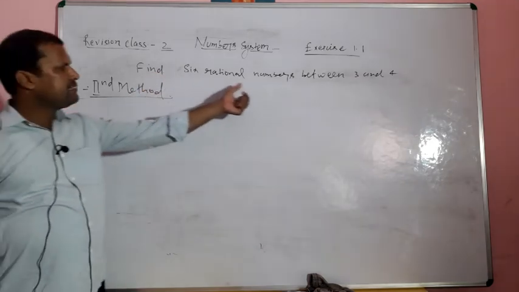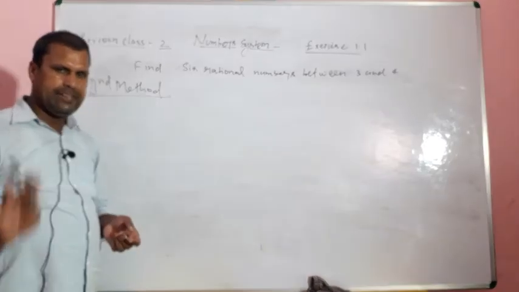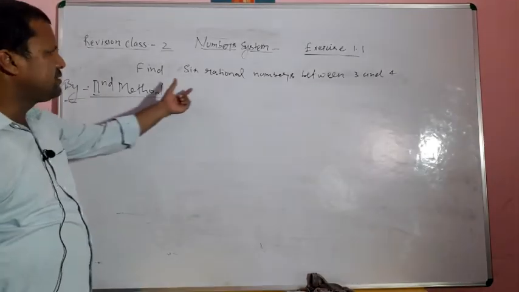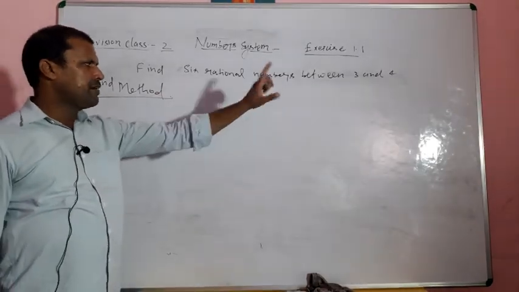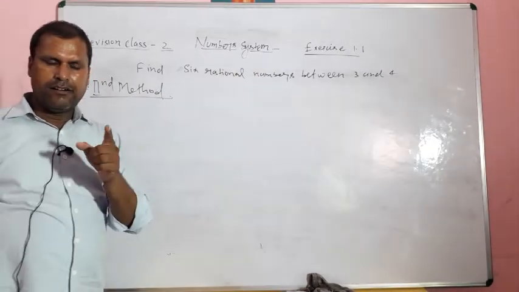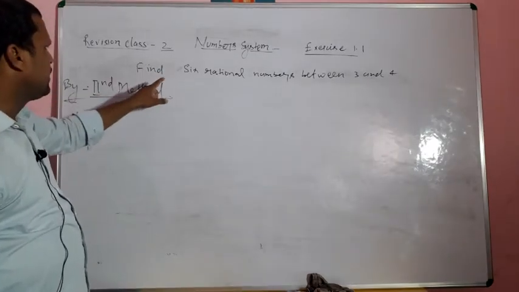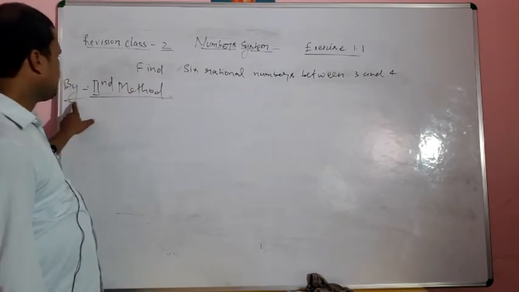Question is find 6 rational numbers between 3 and 4. As we already told, I will explain three methods to find rational numbers between two given rational numbers. The first method was already explained in the first lecture. Now in the second lecture I am going to define the second method.